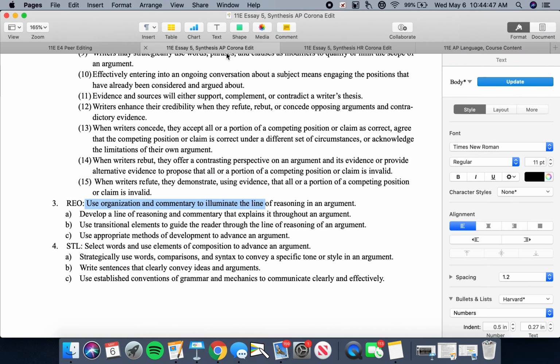On the honors and regular side, your focus point simply says effectively organize the essay. And one of the qualifying statements there is with appropriate varied transitions that create cohesive logical relationships between the ideas developed in the essay.